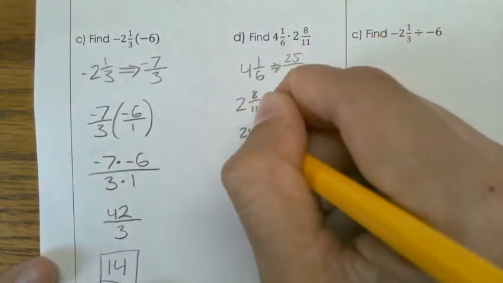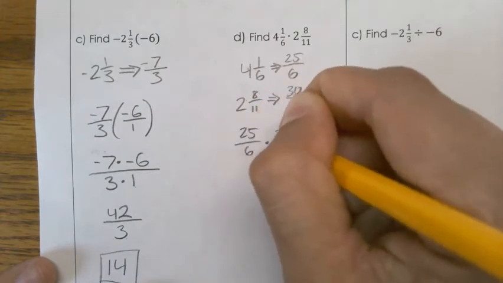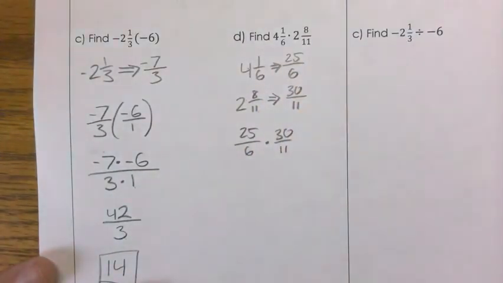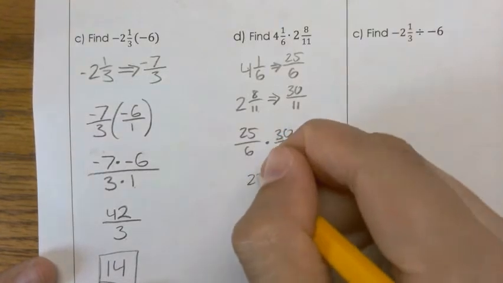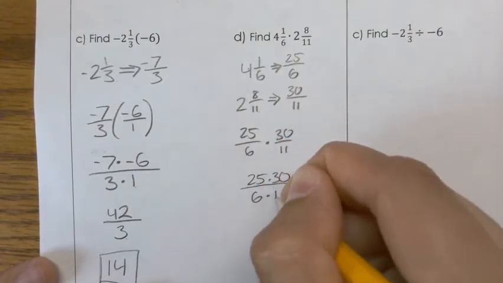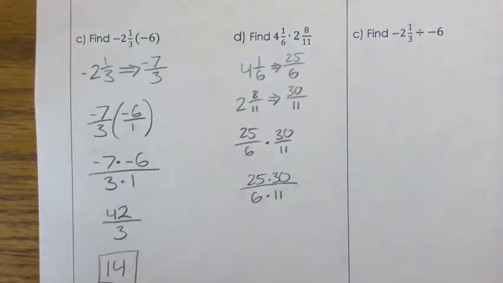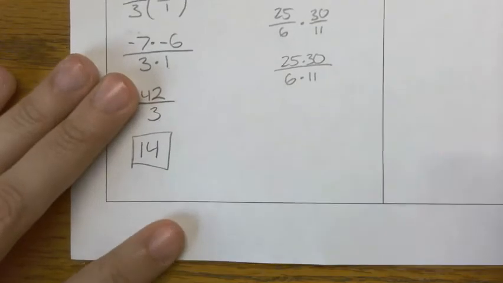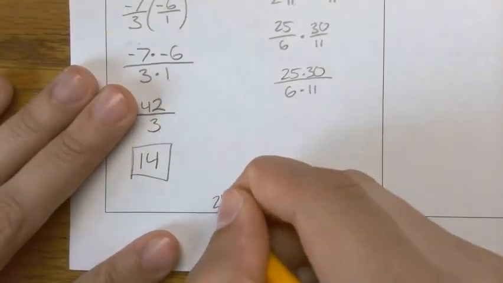So now we have 25 over 6 multiplied by 30 over 11. Good, now we can multiply. 25 multiplied by 30 and 6 multiplied by 11. 25 multiplied by 30. You might have to go over to the side here and say, okay, 25 times 30.